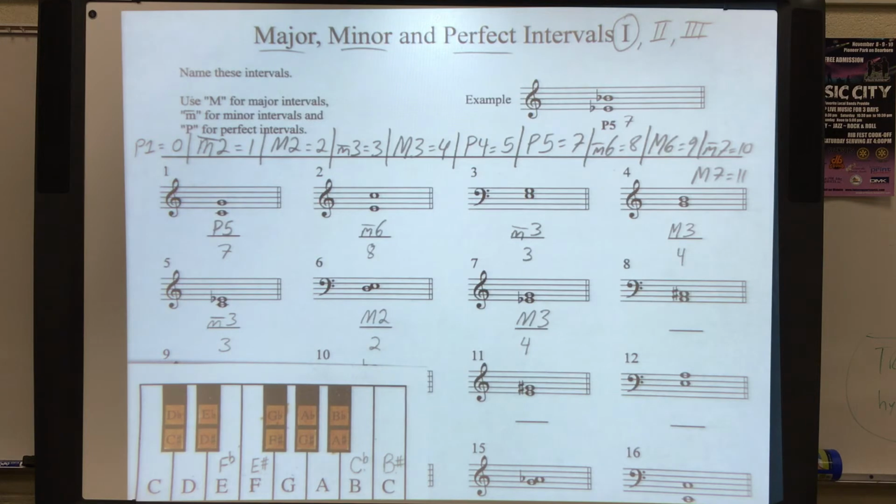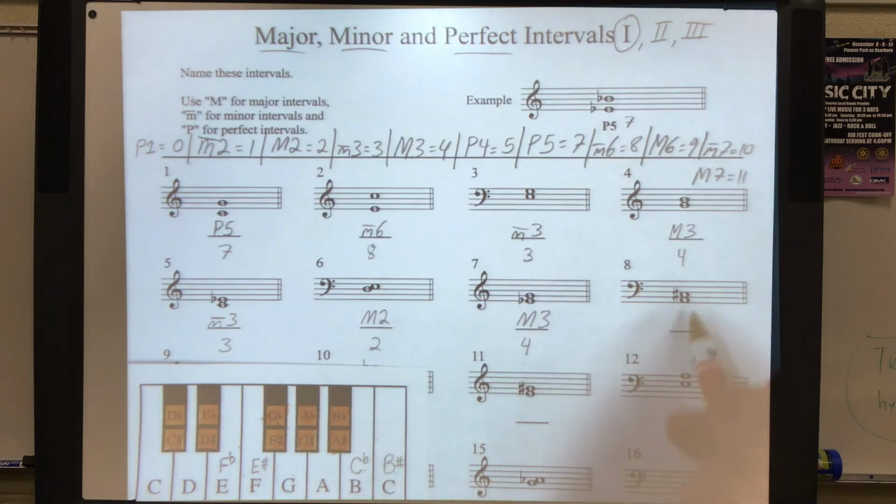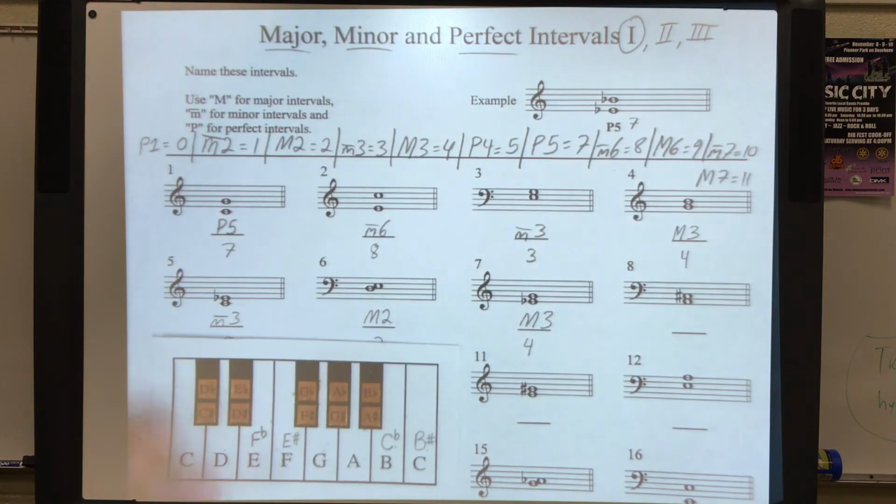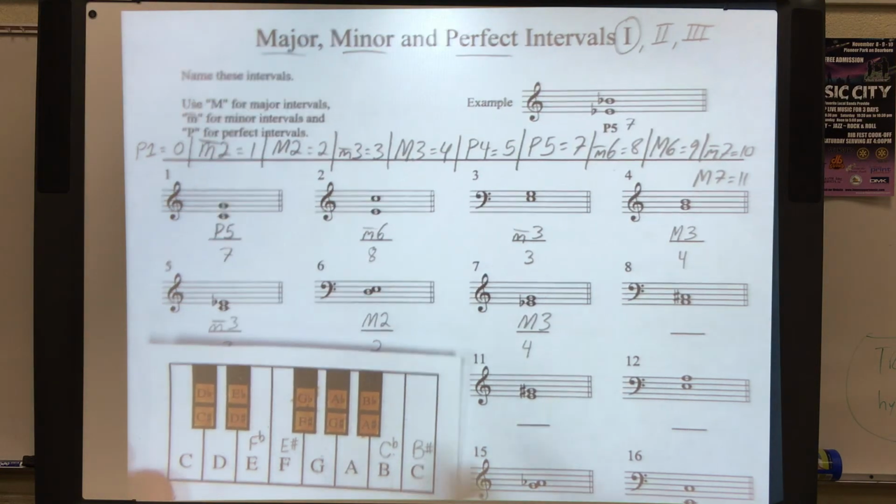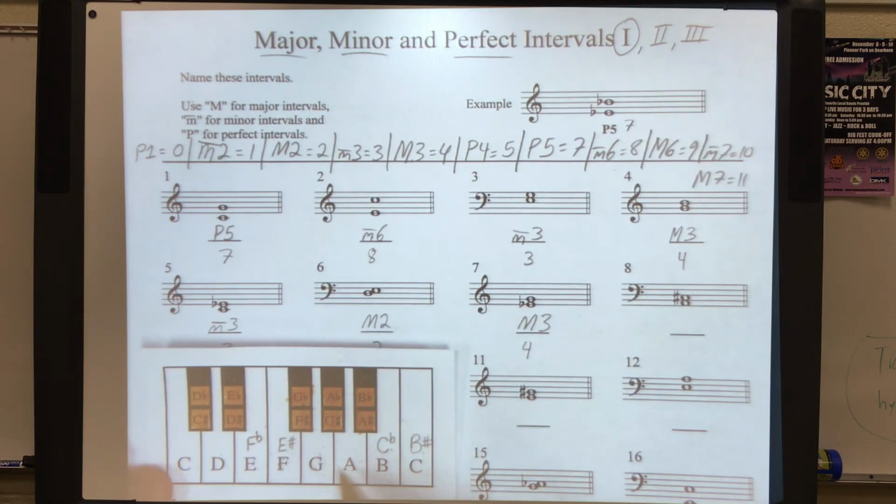Number 8. Got bass clef, A to C sharp. A to C sharp. Let's find our A. And we're going to have to skip to the beginning of the staff, the other end of the keyboard. But I'll show you how we're going to do that.